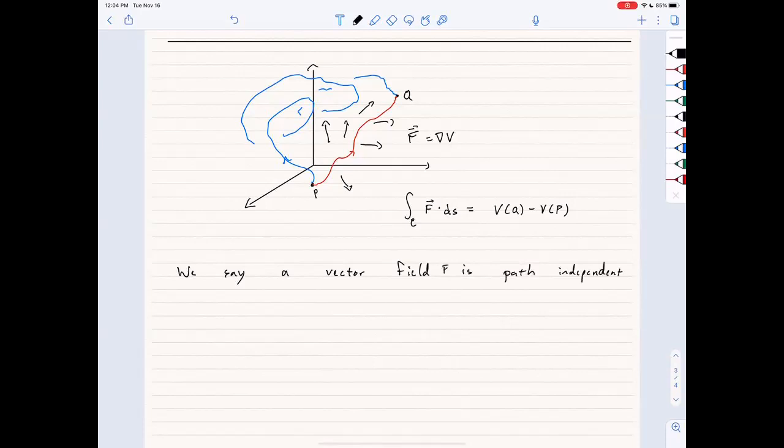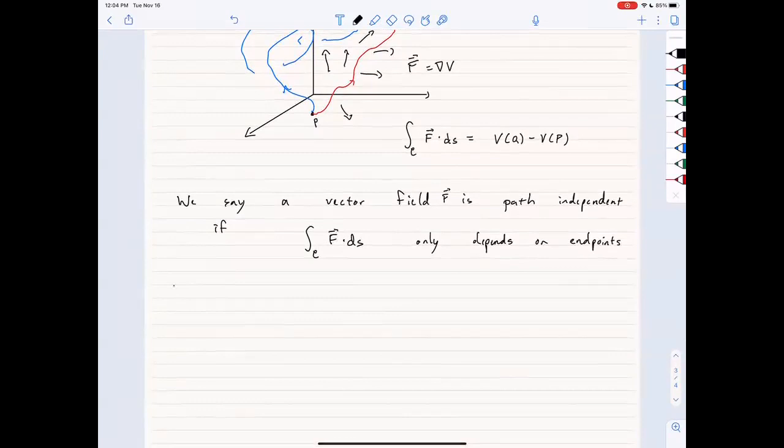Vector field, let's call it F. If whenever I take one of these vector line integrals, this only depends on the endpoints. In other words, I can vary any other part, I can vary the path and I'll get the same value, as long as I fix those endpoints.